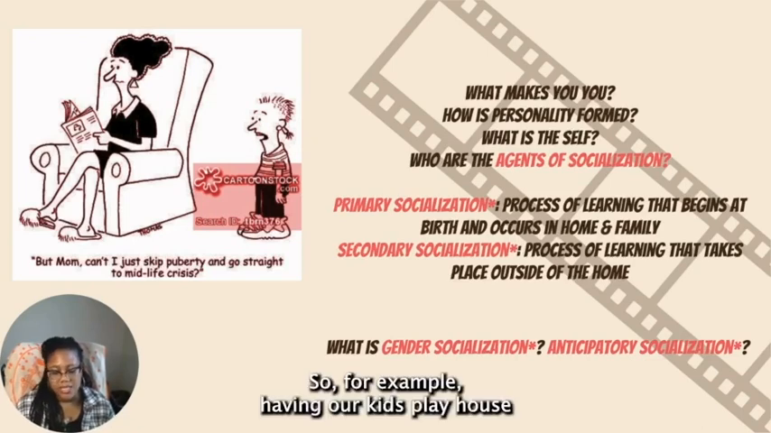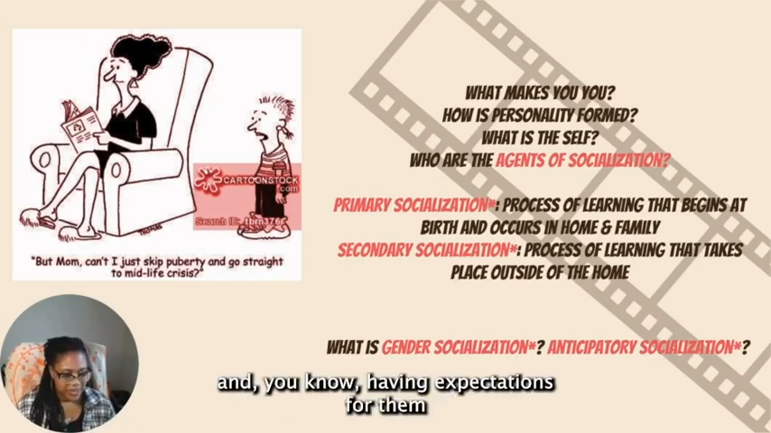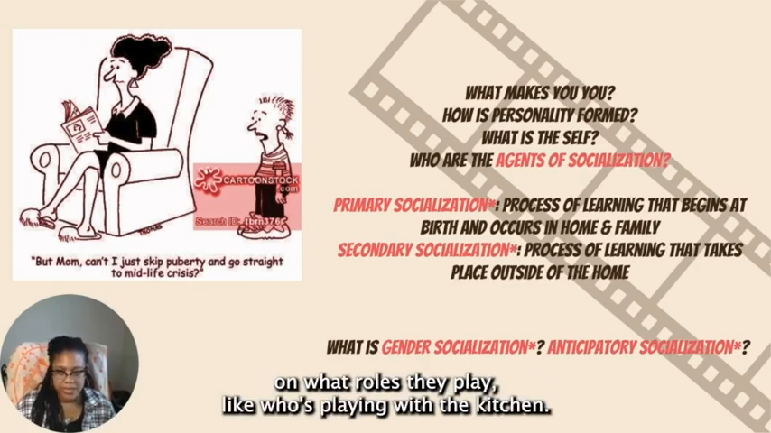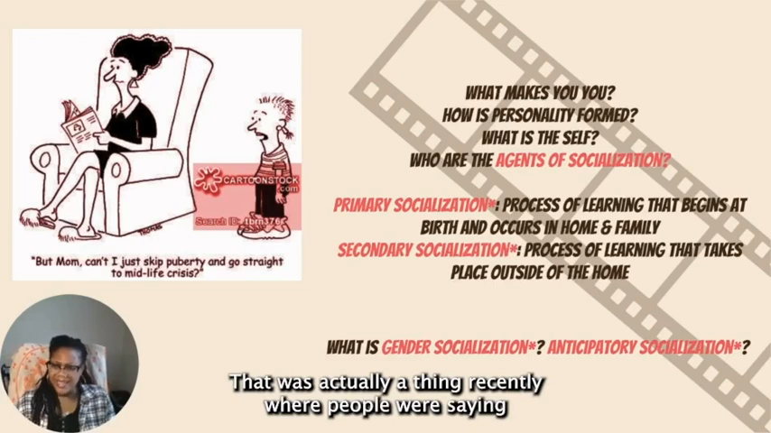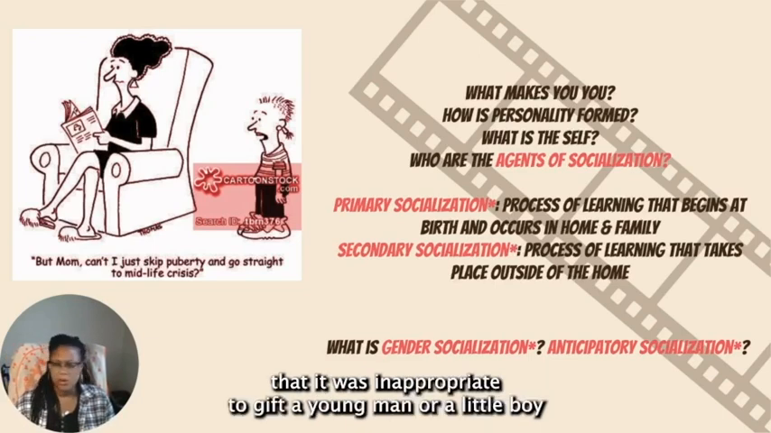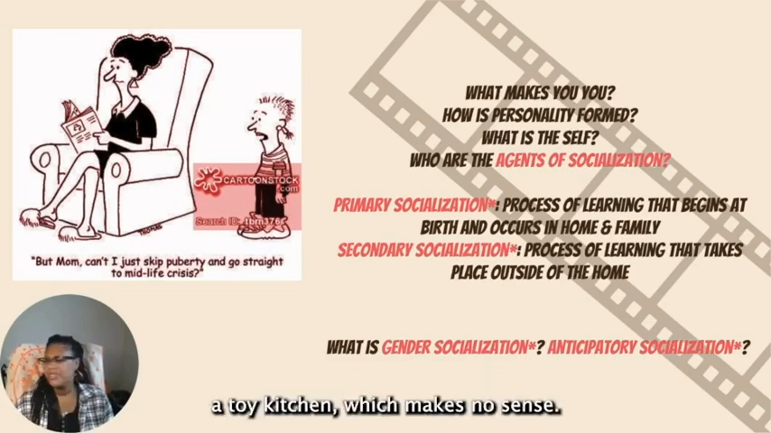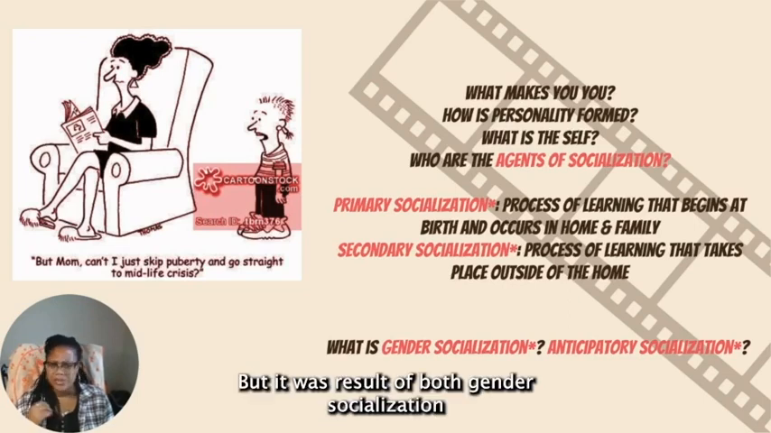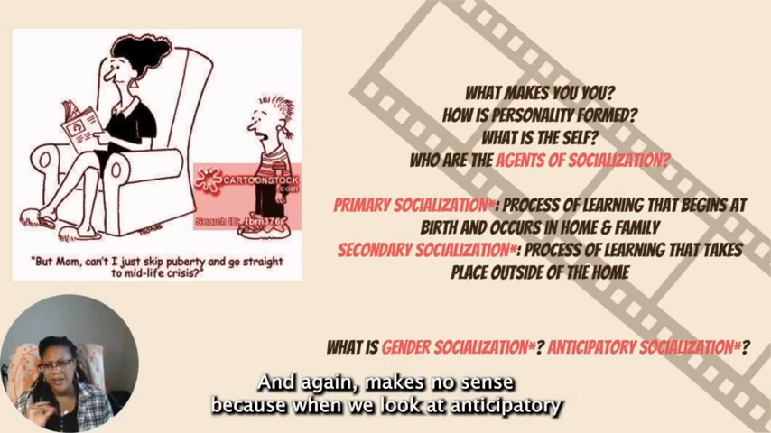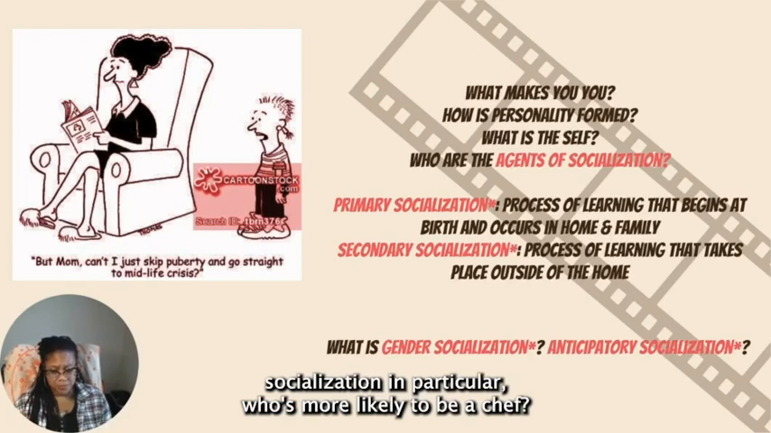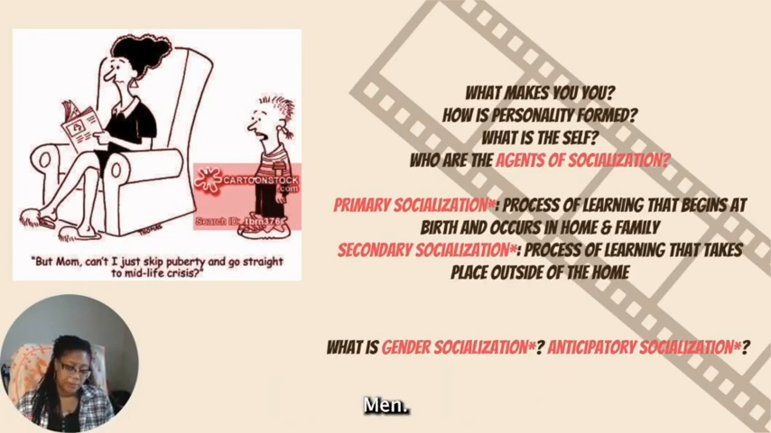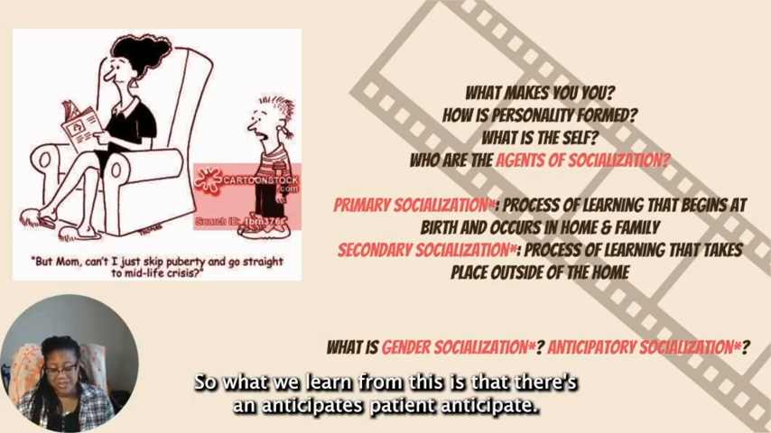So for example, having our kids play house and having expectations for them on what roles they play, like who's playing with the kitchen. That was actually a thing recently where people were saying that it was inappropriate to gift a young man or a little boy a toy kitchen, which makes no sense. But it was a result of both gender socialization and anticipatory socialization. And again, it makes no sense because when we look at the anticipatory socialization in particular, who's more likely to be a chef? Men.